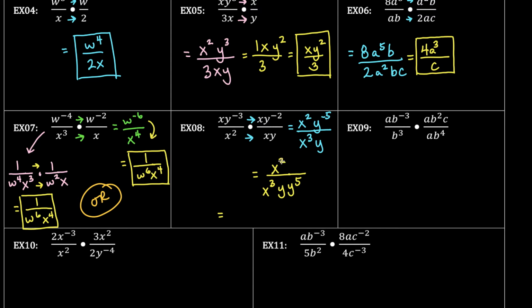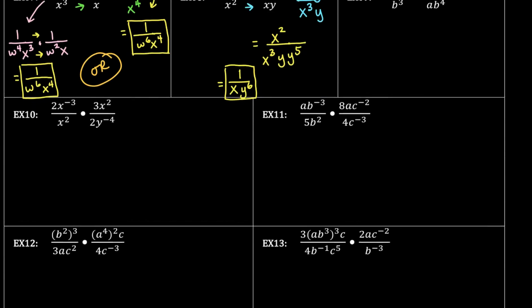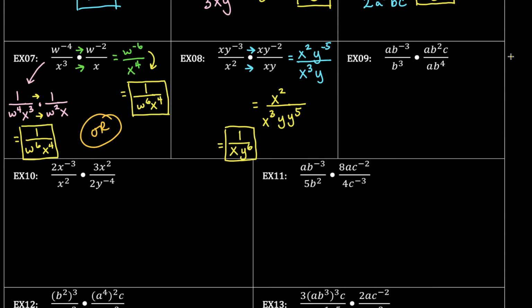So we have 2 x's being multiplied on top, 3 on the bottom, so there's an x on the bottom left over. There's nothing on the top left over, so I'm going to put 1 on top, x on the bottom. And then we have 6 y's on the bottom and none on the top. Cool. Let's keep going. We got 1, 2, I hope it's 3 more. Nope. All right.